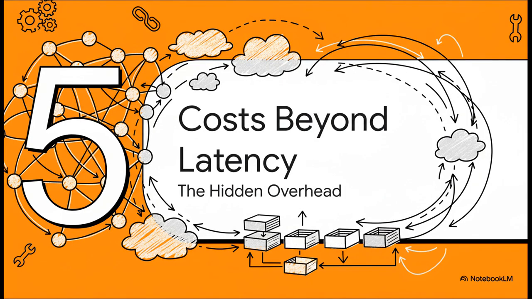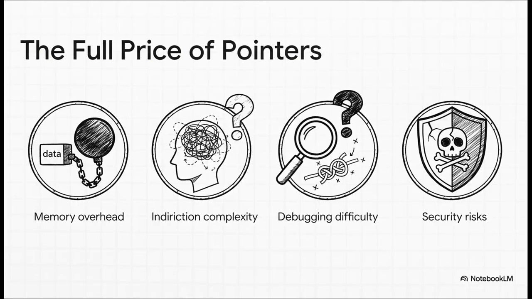But the cost of pointers isn't just about speed and cache misses. There's a whole other layer of engineering overhead that we also have to think about. First off, memory overhead. Every single pointer takes up space. That's 8 bytes on a 64-bit system, and that really starts to add up. Then there's the cognitive load, right? It's just harder for our brains to reason about data that's scattered all over the place, which can make debugging an absolute nightmare. And finally, if you're in a language with manual memory management, pointers open up this whole world of nasty security bugs.